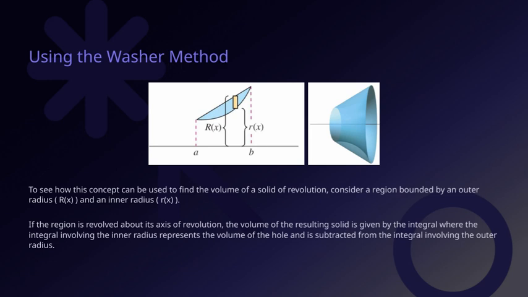To find the total volume, we take the volume corresponding to the outer radius and subtract the volume of the hole, which is given by the inner radius. This subtraction ensures we only measure the solid material, not the empty space in the middle.